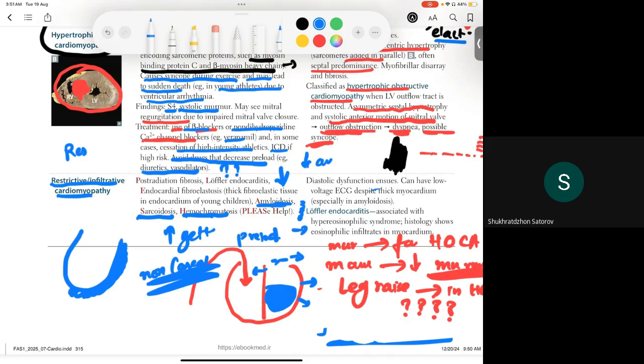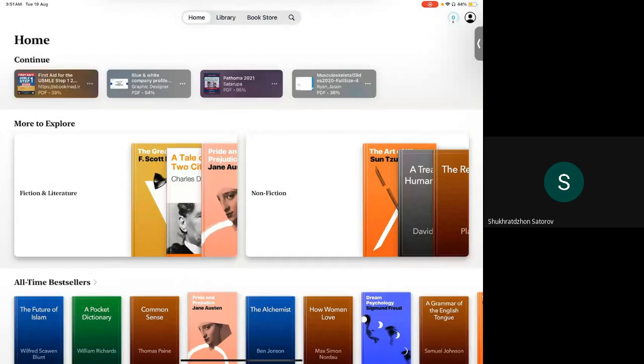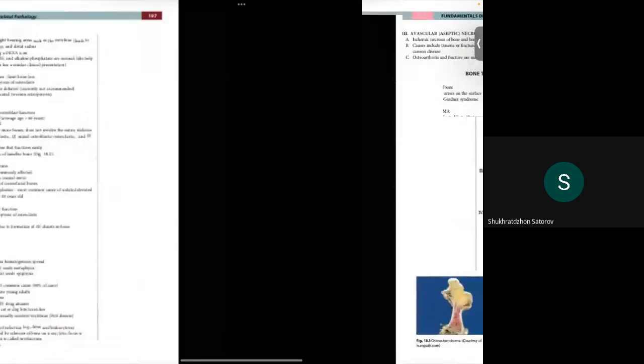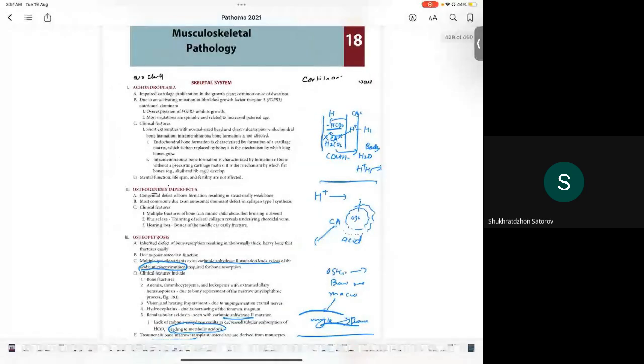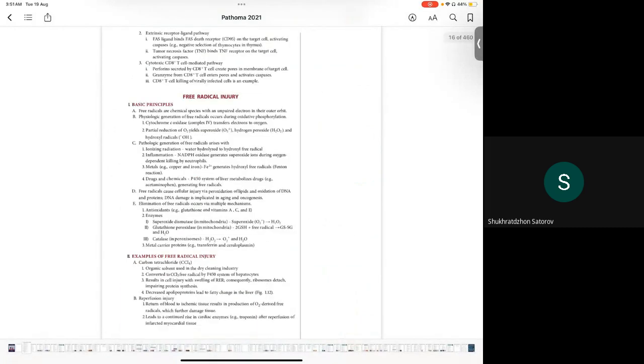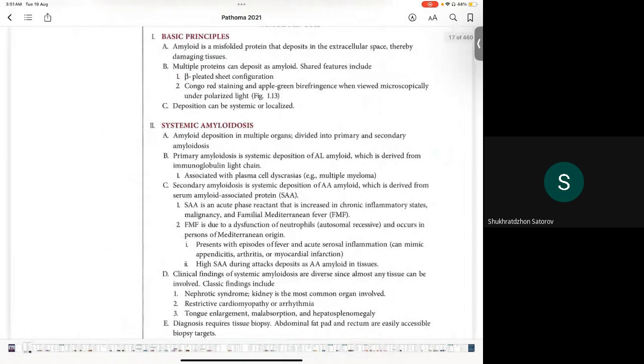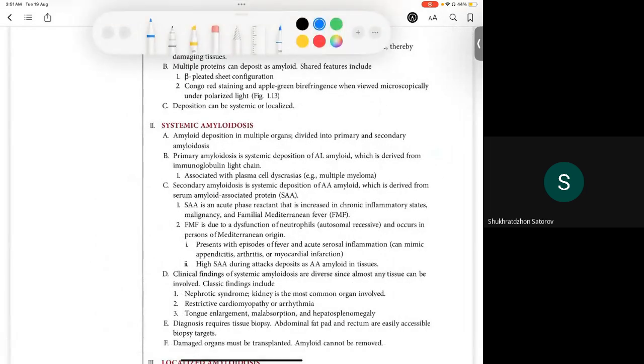Okay, so let's just do amyloidosis, right? Because this amyloidosis concept keeps on repeating again and again in a lot of systems, right? So let's do amyloidosis. It's your systemic amyloidosis. So what is amyloidosis? You can see here, it's the amyloid deposition in multiple organs.